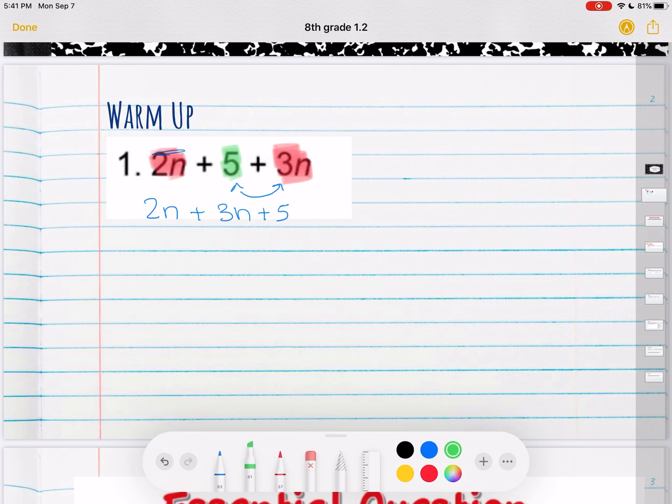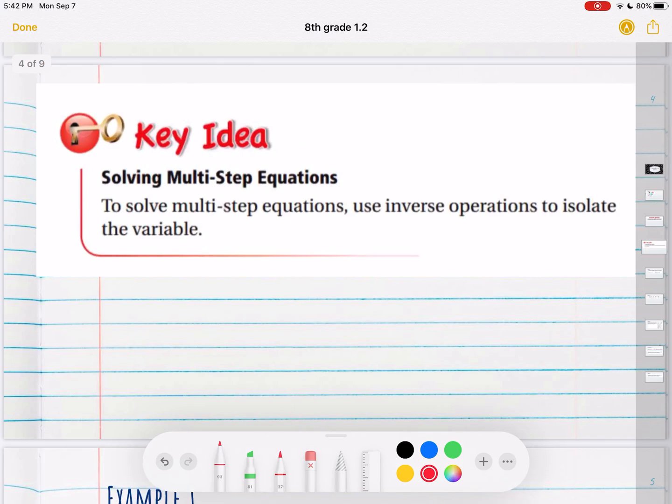Now the next thing I'm going to do is combine 2n plus 3n. So 2n plus 3n, that's the same as thinking, okay, I have 2 n's and then I have 3 n's. So I have a total of how many n's? Well, I have 5 n's. And then I'm going to drop down that plus 5, giving me 5n plus 5. And that is my final answer.